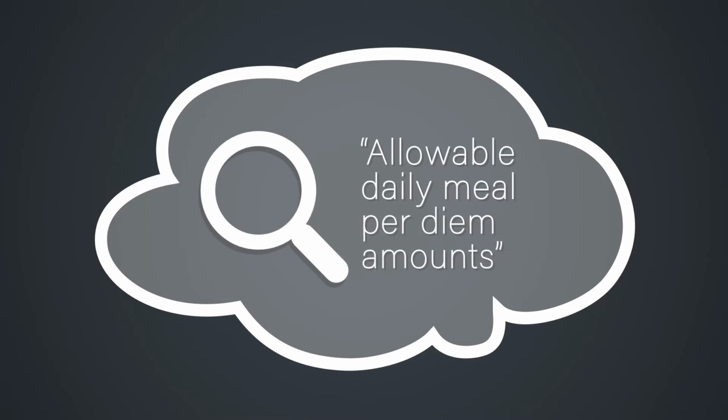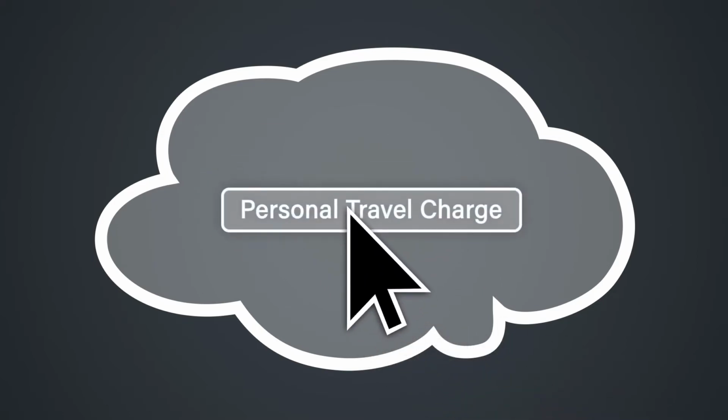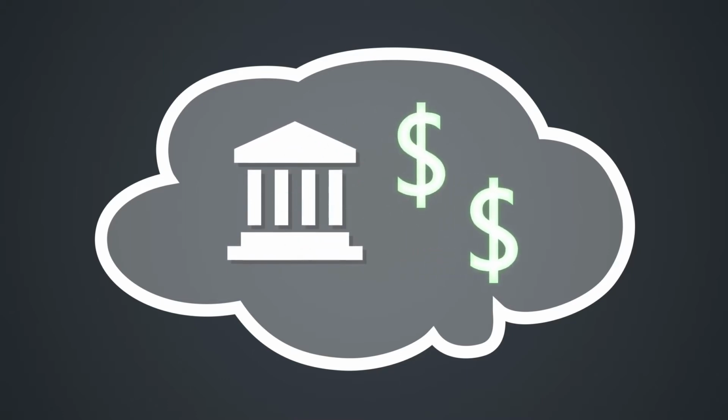So this means you should have CONCUR calculate your allowable daily per diem amounts to determine how much you can get reimbursed for your meals. And you need to mark your travel card meals as personal charges on your expense report to avoid making the university pay twice for those meals.